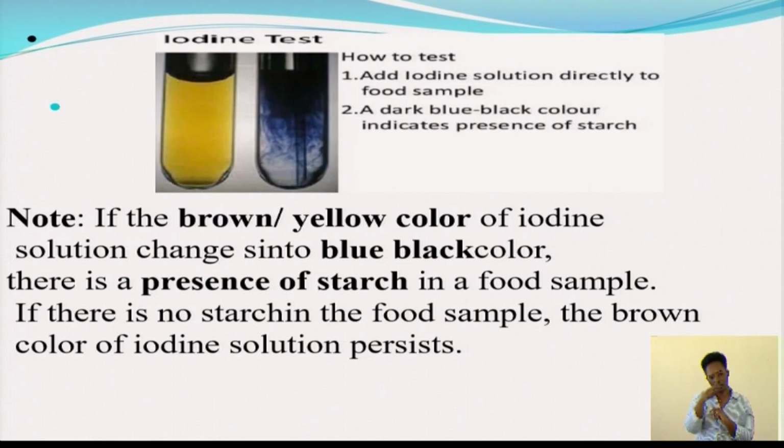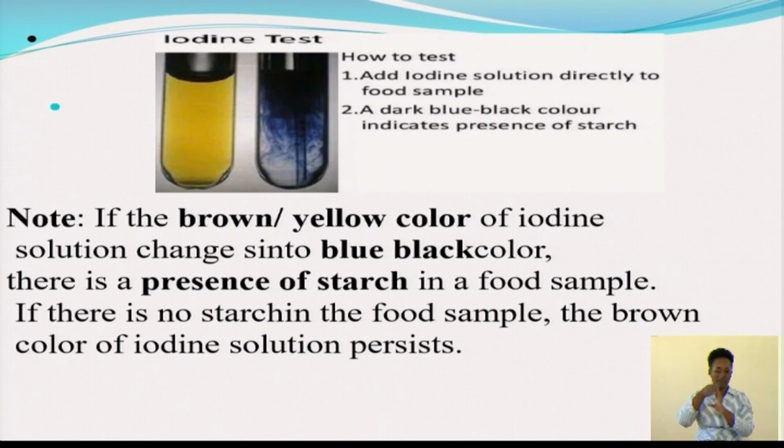Note, I think from there, as we have done it, let us make a note. If the brown color of the iodine solution changes into blue-black, as you've seen it, I've done it, and it is perfect, there is presence of starch in the food sample.